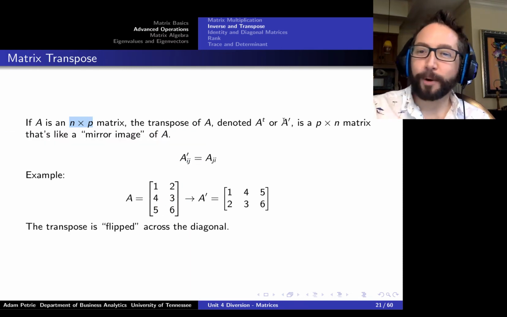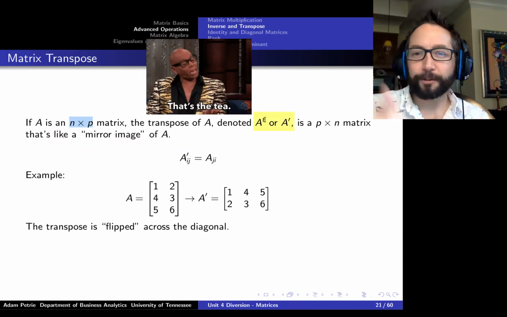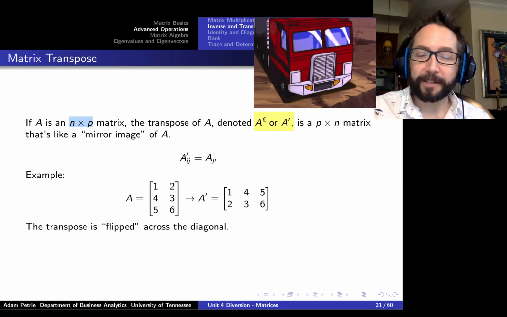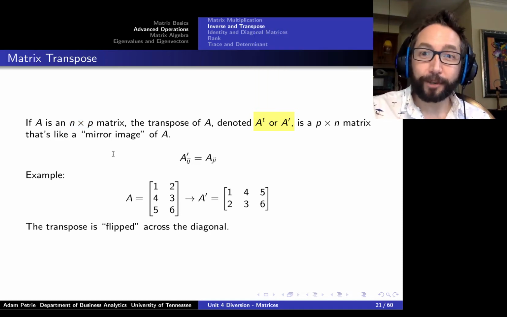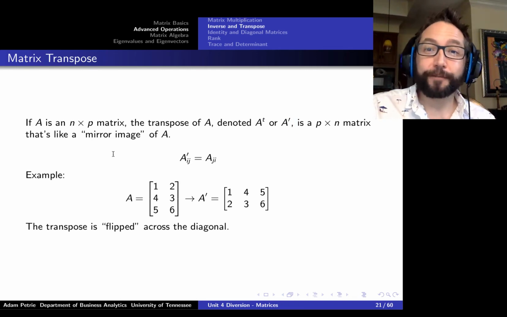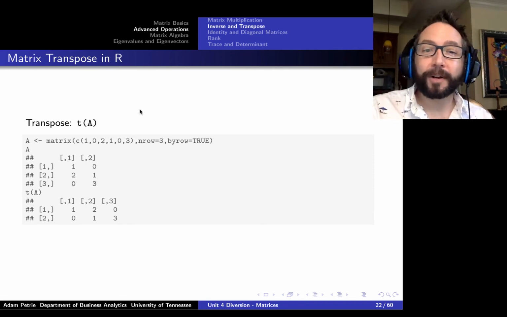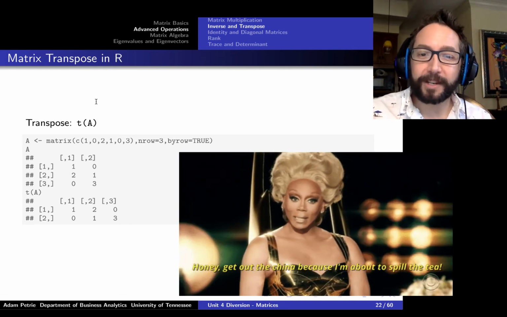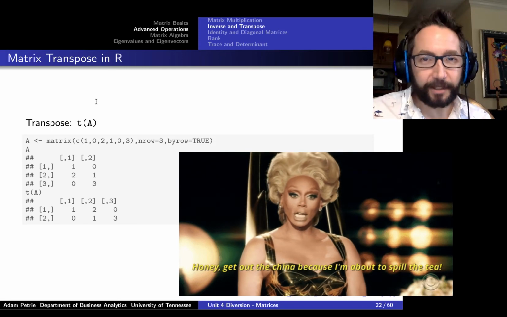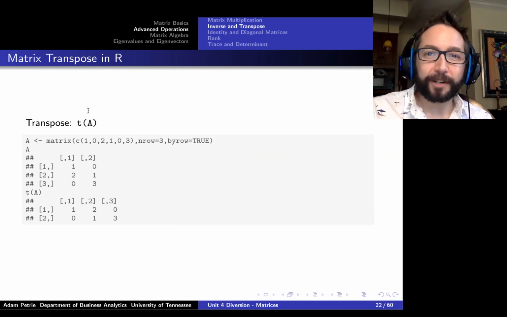How do we denote that? Well, we put a little t as a superscript, or maybe a little prime, to denote the matrix transpose. Transposes are quite useful in least squares regression, figuring out the solutions for the coefficients. How do we get the transpose in R? The function is just t. So t(A) is going to give us the transpose of that A matrix.